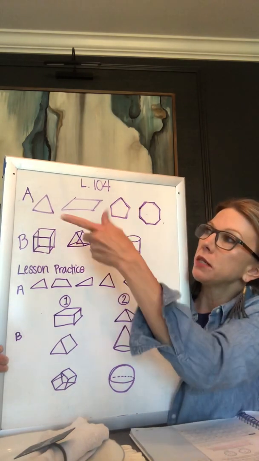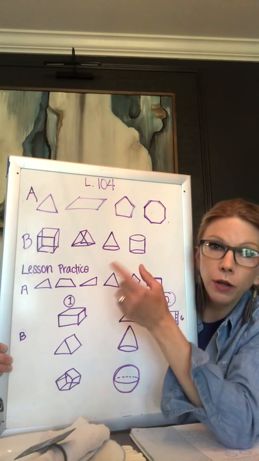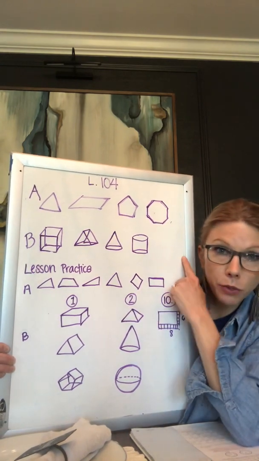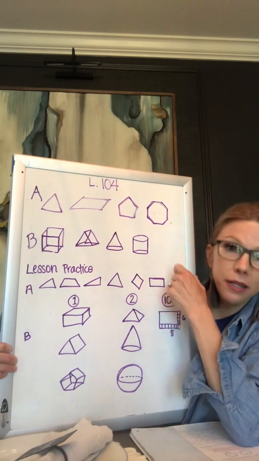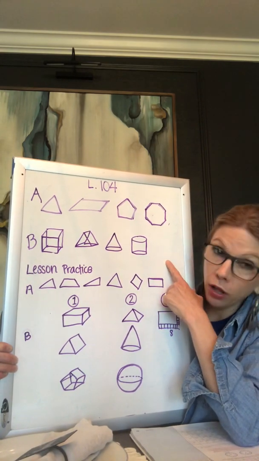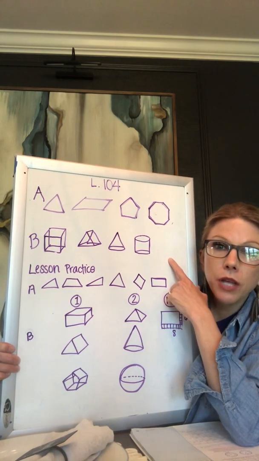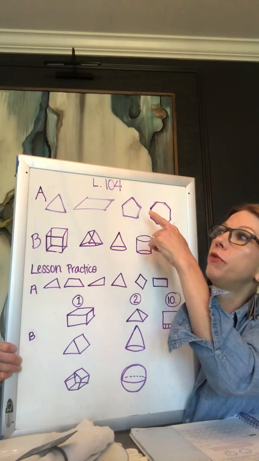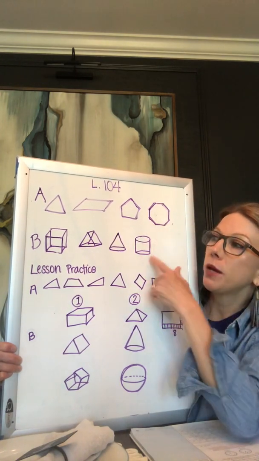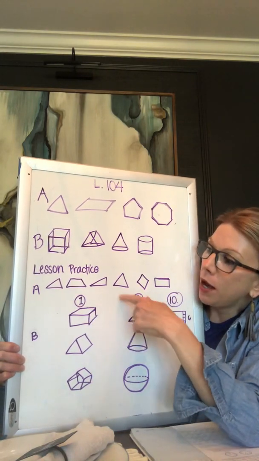But what's the difference? If we're asked to sort these two into groups, well, these are closed, flat shapes with straight sides, which we know as polygons. These, are they closed and flat? They're closed, but are they flat? They're not. They're three-dimensional. So these shapes have been sorted into a group of flat shapes and then solid shapes, or three-dimensional shapes.